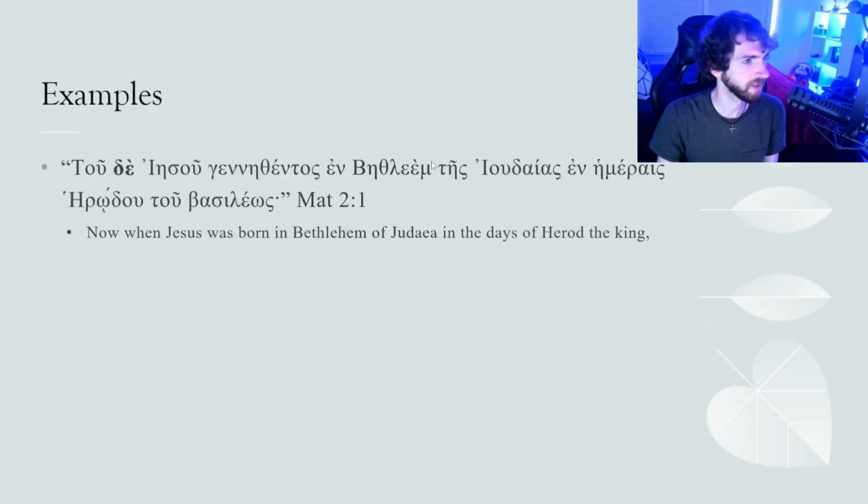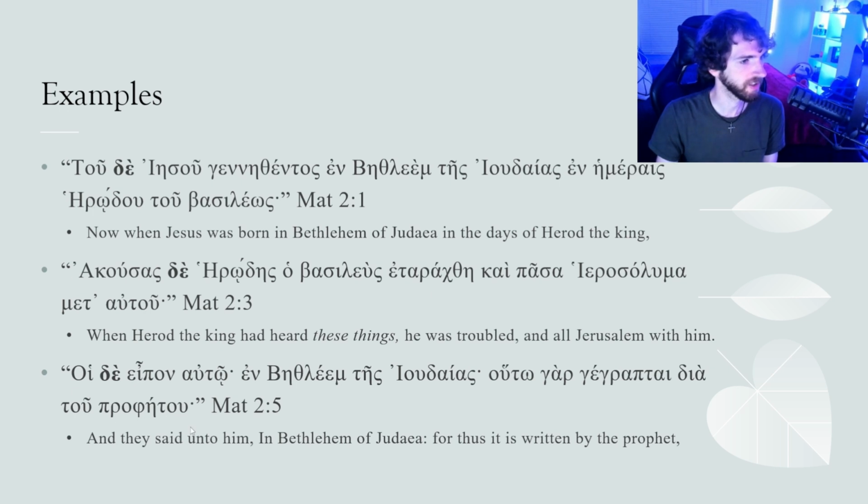You'll see some examples here, clearest in this third example, because it actually got translated as and. So, hoi de eipon autō, en Bethlēem tēs Ioudaias: and they said unto him, in Bethlehem of Judea. So you have this clear example here. De is the second word of the sentence. It's adding on to or furthering what came in the chapter before it. So, saying, and when Jesus was born in Bethlehem of Judea in the days of Herod the king, this prophesied, promised birth was going to happen.